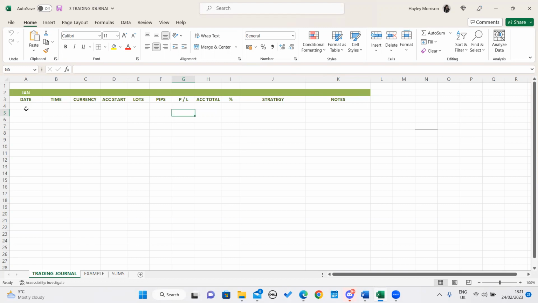You would generally put in the date that you're trading and the time that you're trading, because it might work out that eventually the time is no good, or maybe the day is no good. Then the currency you're trading, and you can log how much is in your account. You don't have to do these bits, but also the lots you use, your profit and loss, the percentage that you've gained or lost, and then your strategy and any notes.